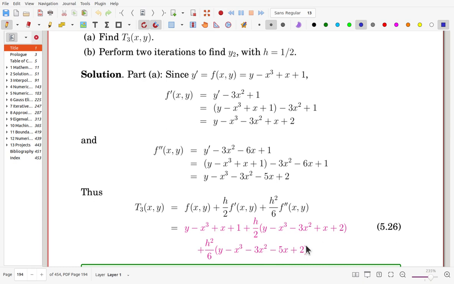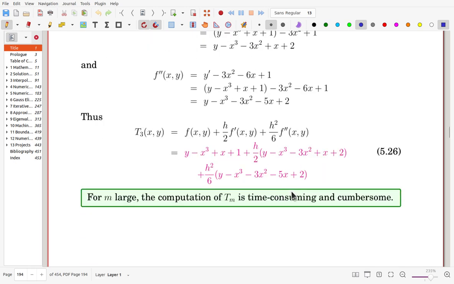is the combination of these three terms, and we use this term, and we recheck this. Once you try to get a higher order Taylor method, the computation of the derivatives of f is quite complicated. Now we are dealing with a very simple slope f. However, sometimes f prime and f double prime are really complicated. For m large, the computation of Tm is time consuming and cumbersome.